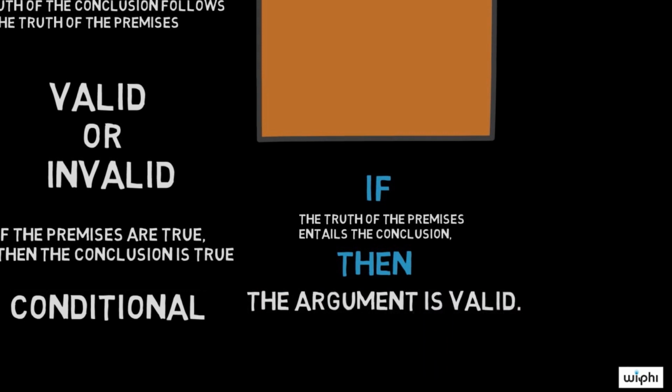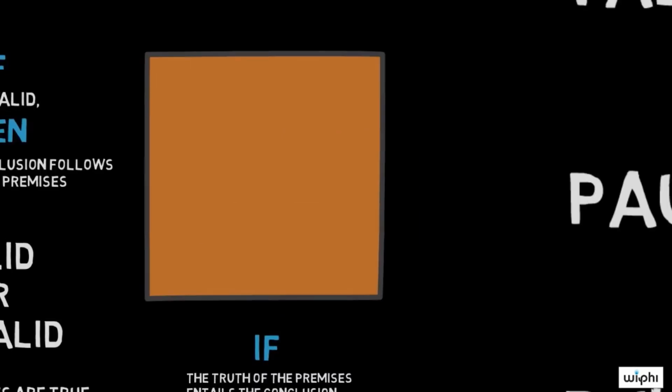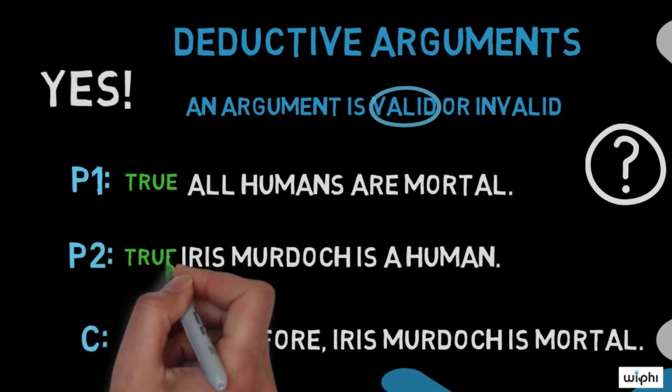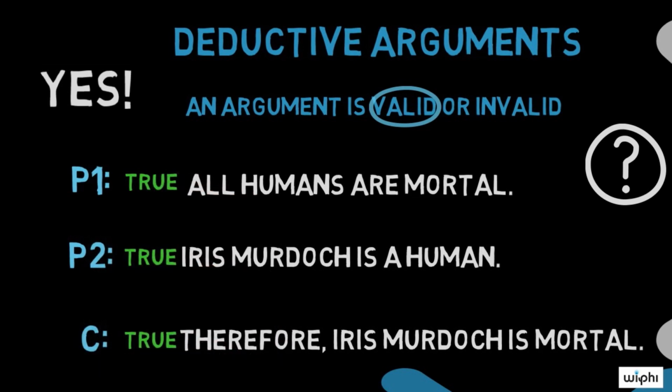Now, this all sounds very abstract, so let's return to some examples. Let's look at our previous example. I have said that the argument about the British philosopher Iris Murdoch is valid. Am I right? Yes. If the premises of the argument are true, then the conclusion must be true in this case. Remember, it doesn't matter if our premises are true or false.